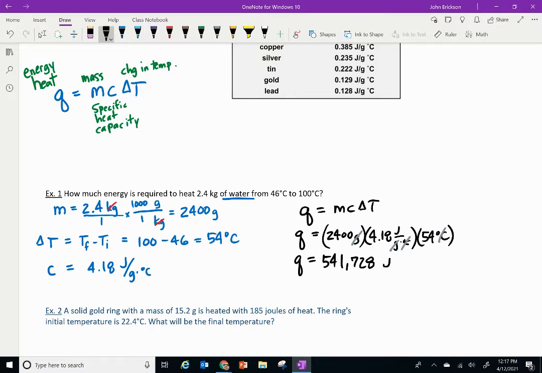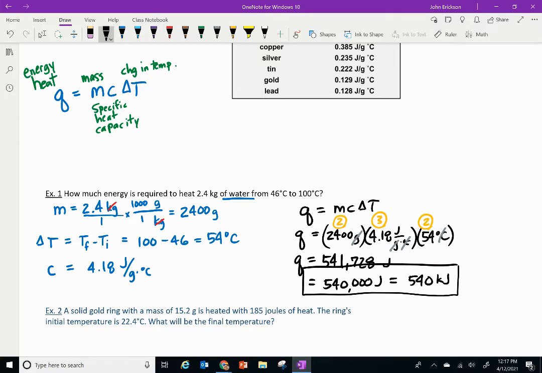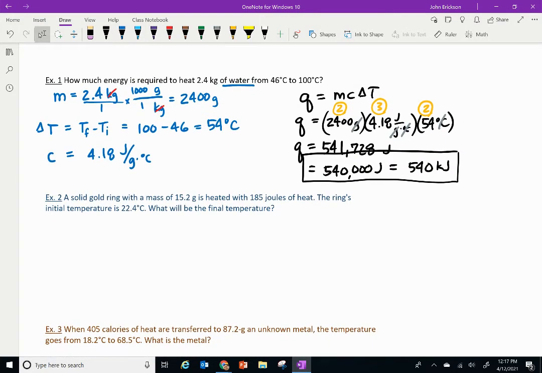Now this number, we need to do some rounding. Notice in my calculation, I only had 2 sig figs in that mass measurement. I had 3 in the constant that we used, but I only had 2 sig figs in the temperature change. So my answer should have 2 significant digits as well. Let's call that 540,000 joules. Sometimes you'll see this written as 540 kilojoules. All right, that's a simple calorimetry calculation where we were looking for the energy or the heat.